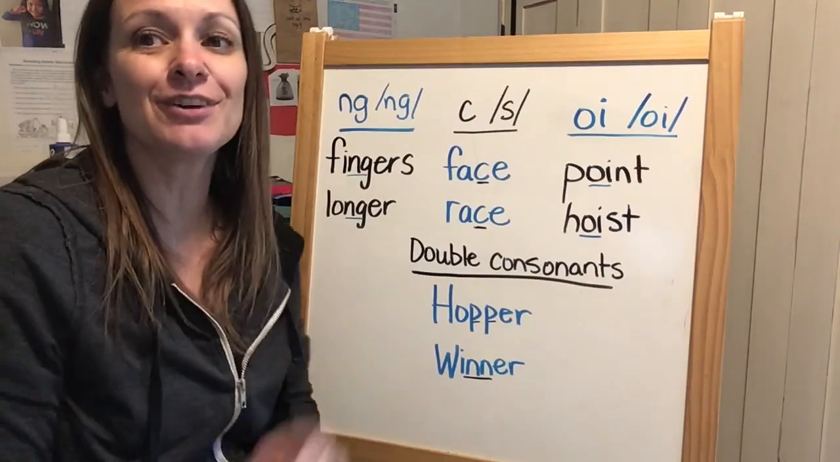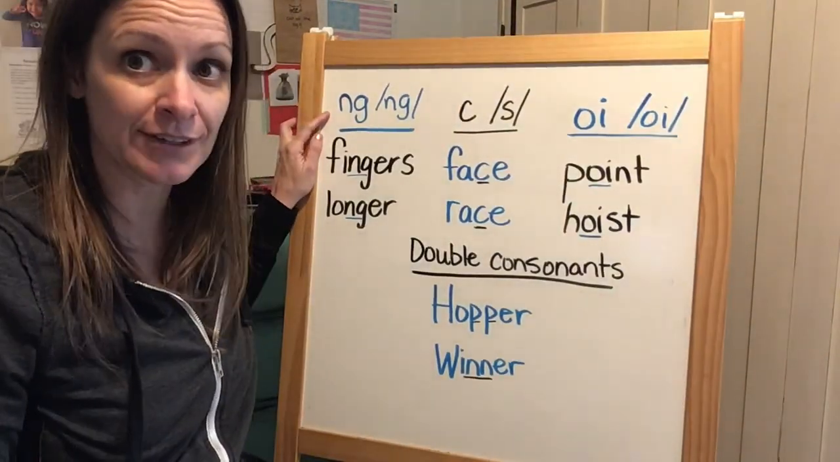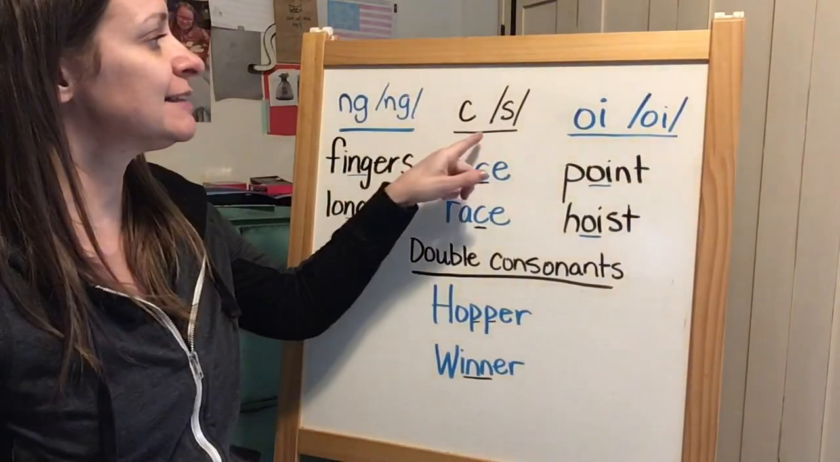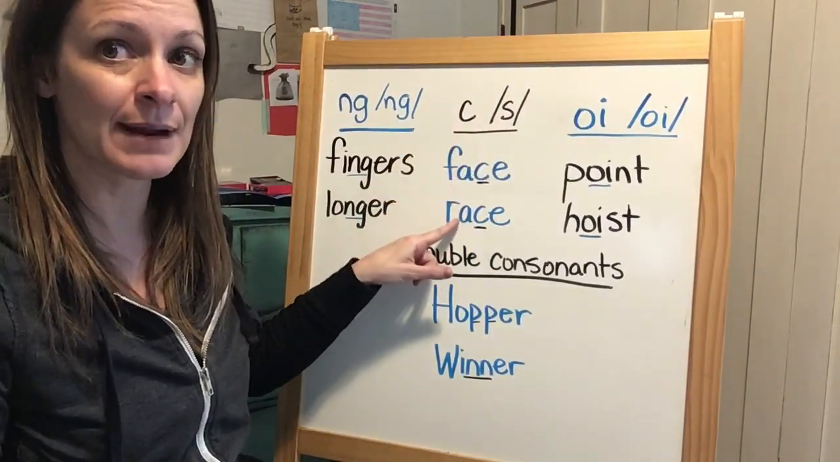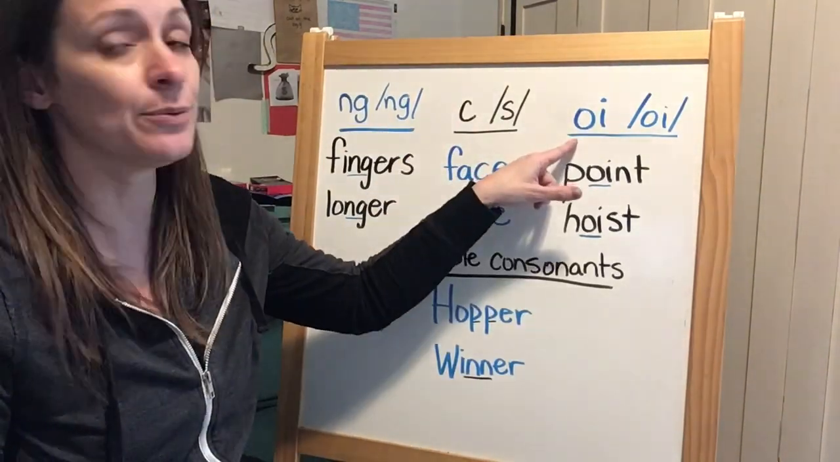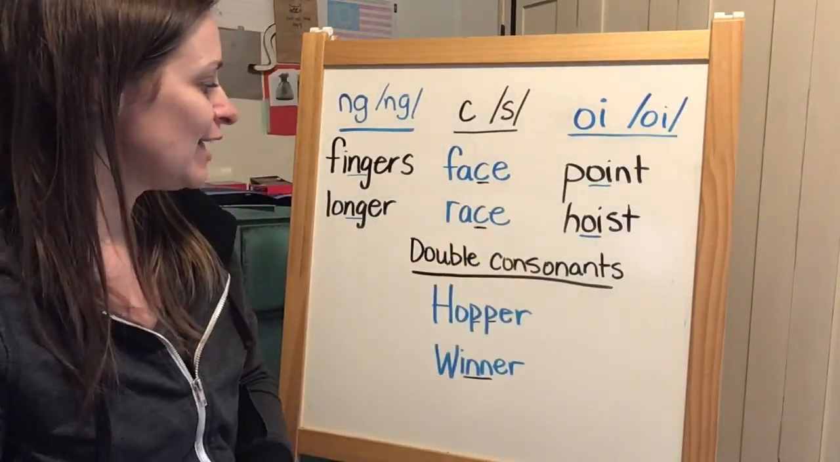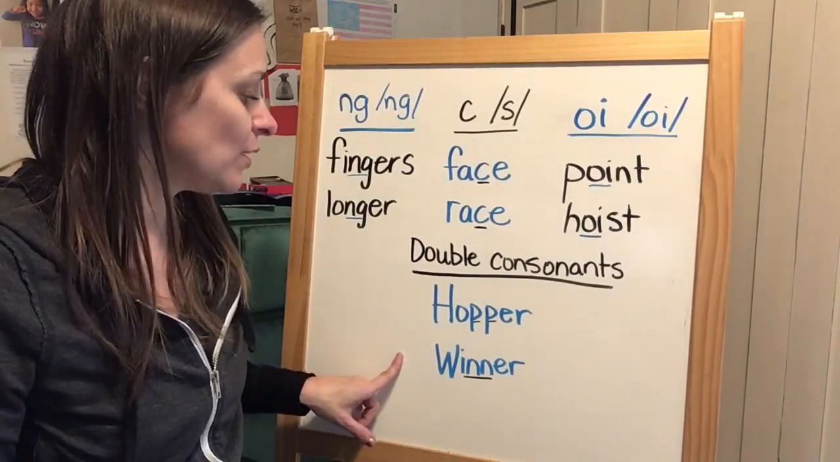So when you're reading The Frog Jumping Contest today, you're going to see some words that are spelled NG, like fingers and longer. You'll see some words spelled with our C, like face and race. And you'll see some oi words spelled OI, says oi, like point and hoist. You'll also see some of our double consonant words like hopper and winner.